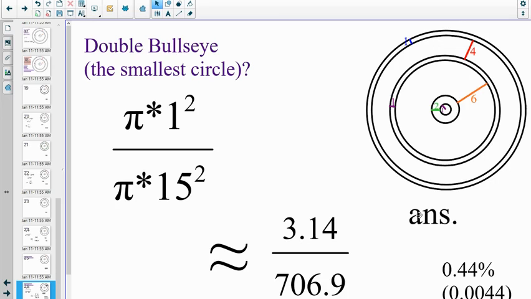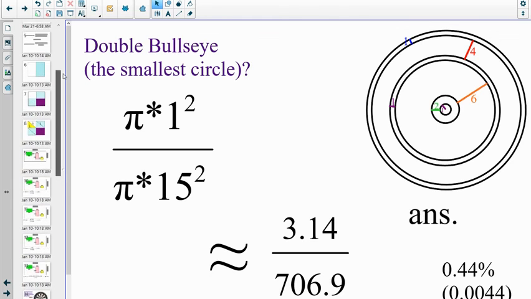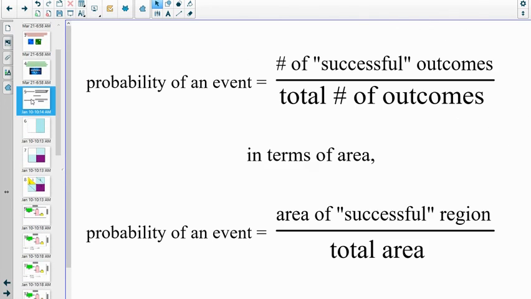So that's the idea, using probabilities. The probability of a successful region divided by the probability of the entire region, whether we're talking about rectangles or circles or triangles or whatever. That is how we do geometric probabilities.